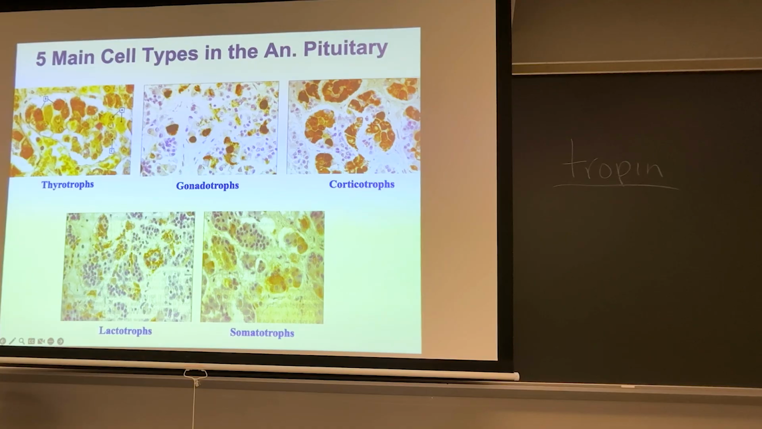Thyrotropin, TSH, is going to cause the release of thyroid hormone from the thyroid gland. Gonadotropins are going to cause the release of the sex steroids, those hormones from either ovaries or testes. Corticotrophs, they produce a tropin, ACTH, which is going to control the adrenal glands.